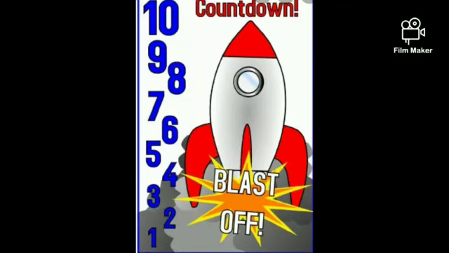Backward counting 10 to 1. 10, 9, 8, 7, 6, 5, 4, 3, 2, 1.